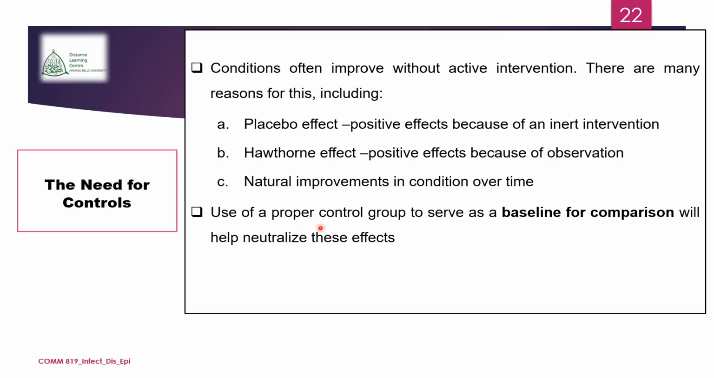Then the use of a proper control group to serve as a baseline for comparison will help neutralize these effects. So when you have a control group to serve as a baseline for comparison, this will neutralize all these three effects: placebo, Hawthorne, and natural improvement. It is very, very important to have a control in all studies, whether observational or experimental. That's why in the case control study, you always have cases and controls. So it's very important, whatever type of study.